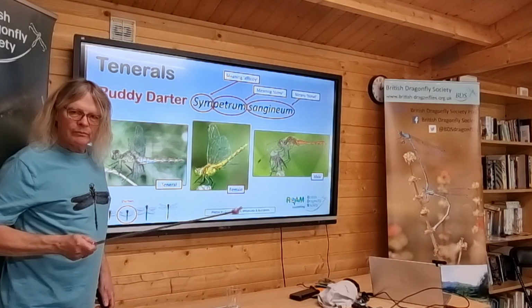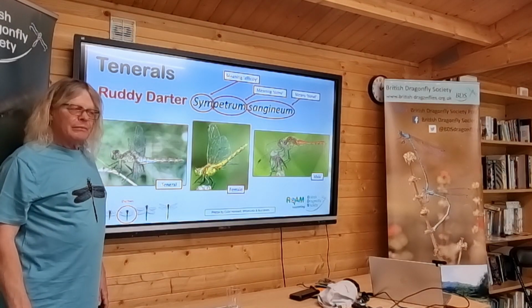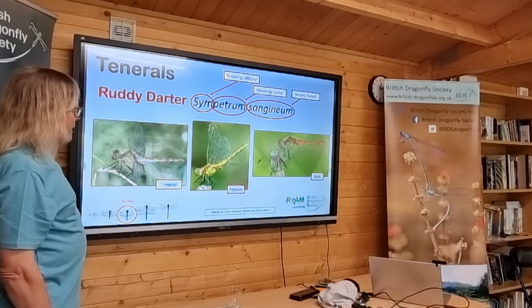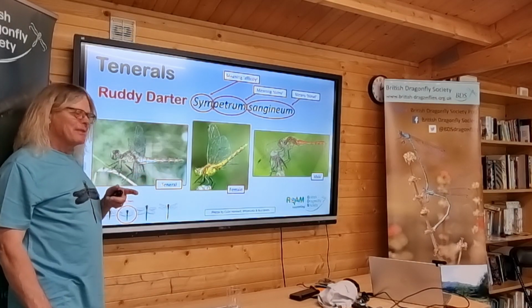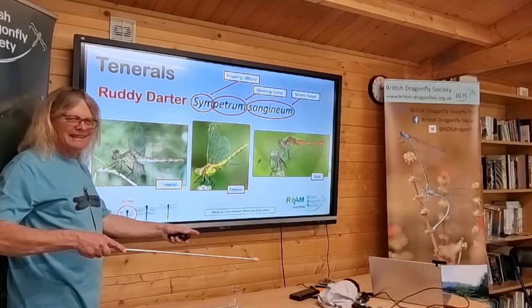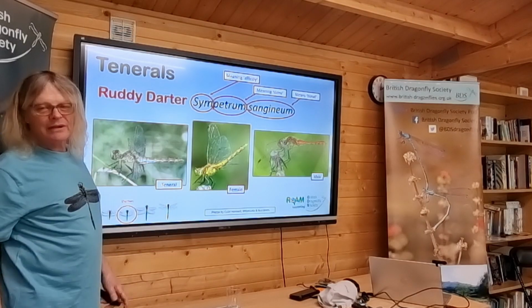So it's slightly smaller than the common darter. It is, yeah. It's a slightly smaller insect, really. But it's hard to know. If you just saw a ruddy, you wouldn't necessarily be able to compare it to a common. You would think, well, you need all three of them together to see the size. Look for the wasted abdomen.